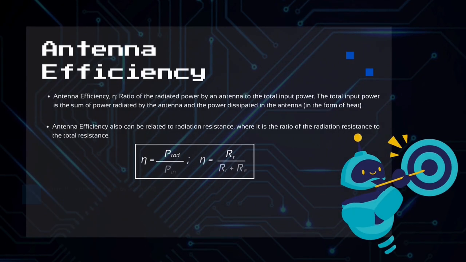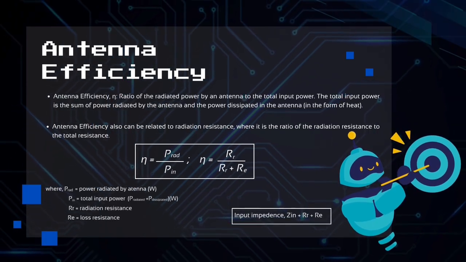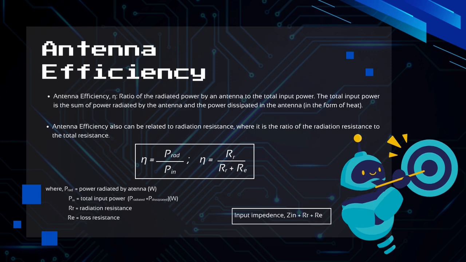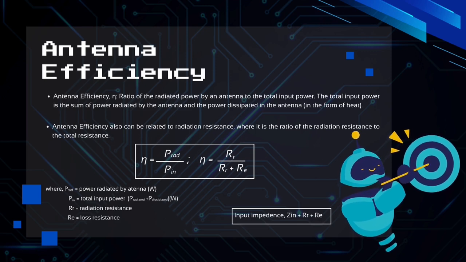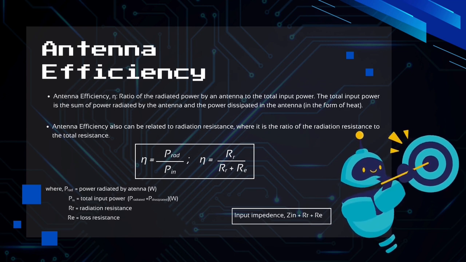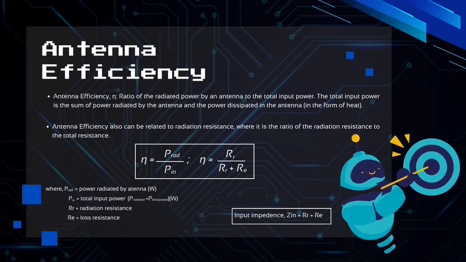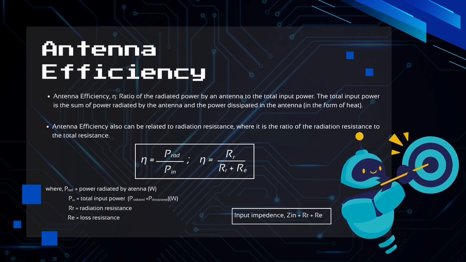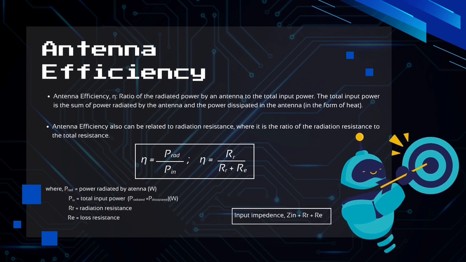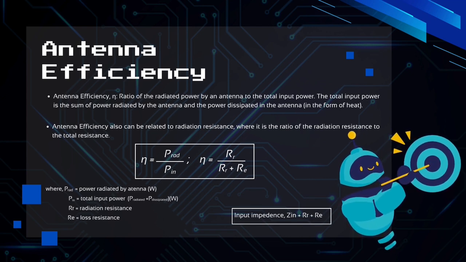Antenna efficiency. Antenna efficiency is the ratio of the radiated power by an antenna to the total input power. The total input power is the sum of power radiated by the antenna and the power dissipated in the antenna in the form of heat. Antenna efficiency can also be related to radiation resistance, where it is the ratio of the radiation resistance to the total resistance, where antenna efficiency equals P rad divided by P in, or RR divided by RR plus RE.